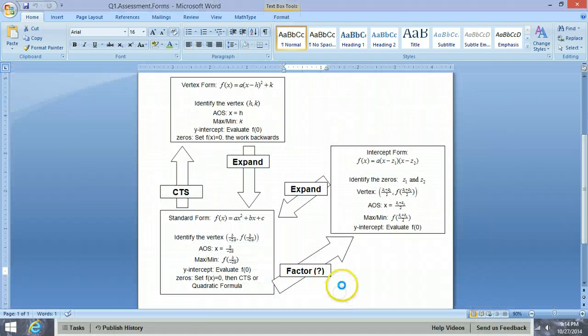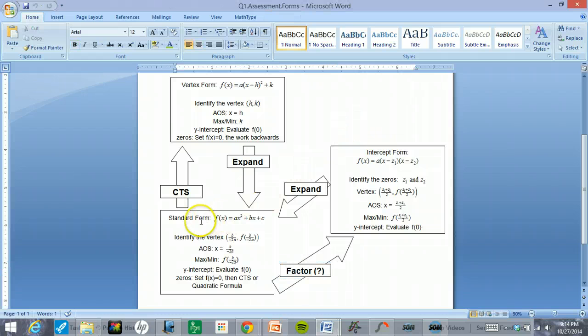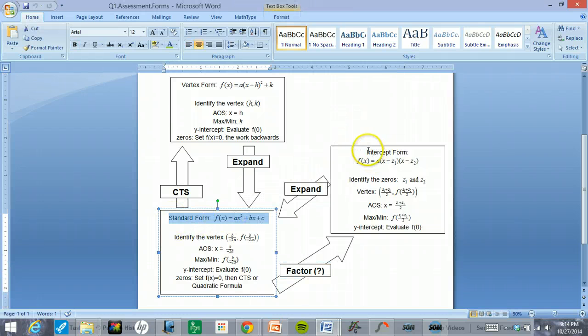If we refer back to the sheet I passed out in class, to get from standard form to intercept form, the most direct path is through factoring. So we'll review that in this video.